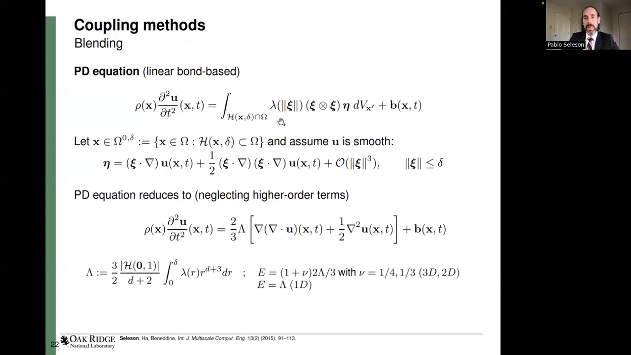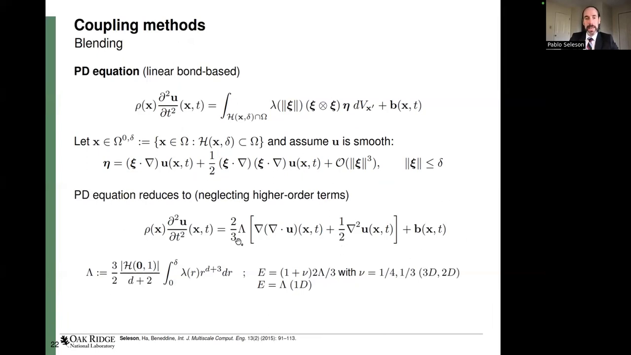So in this case, we have the micromodulus lambda, the dyadic product of the bond, and then we have eta, which is the relative displacement. And what we can do now, if we look into the bulk of the material, meaning all points x that are far from the boundary, so that their neighborhood is fully contained in the domain, then we can expand the relative displacement as we have done at the beginning, obtain the Taylor expansion, and when we replace eta in the equation, we obtain the classical equation of elasticity.